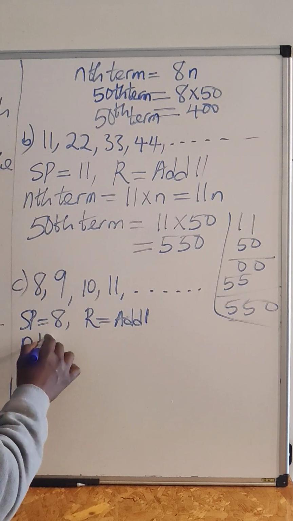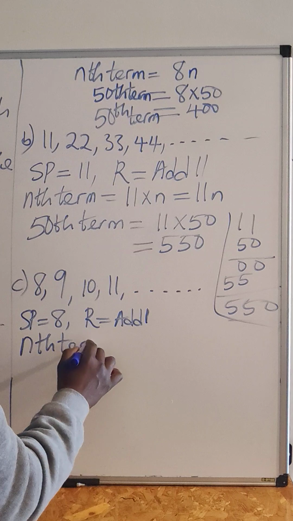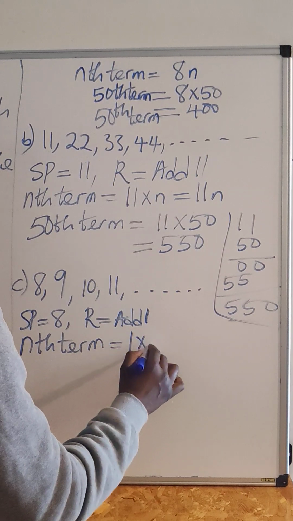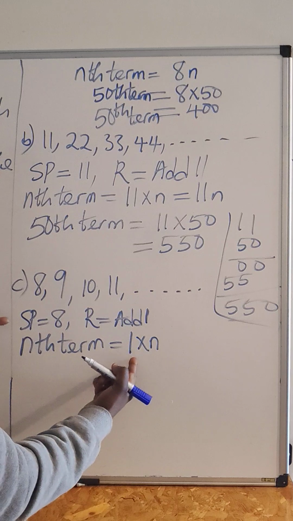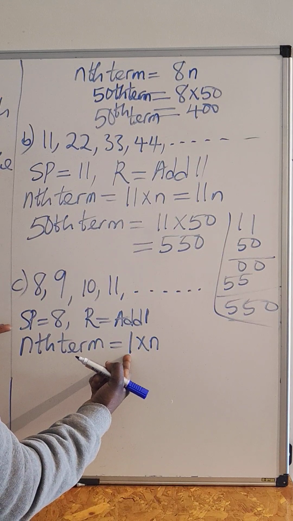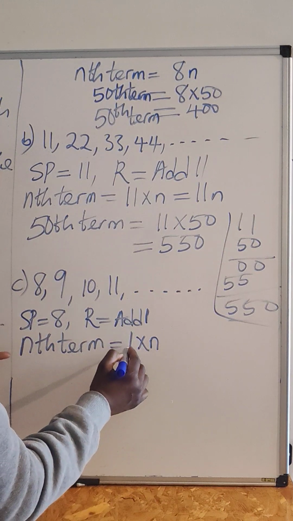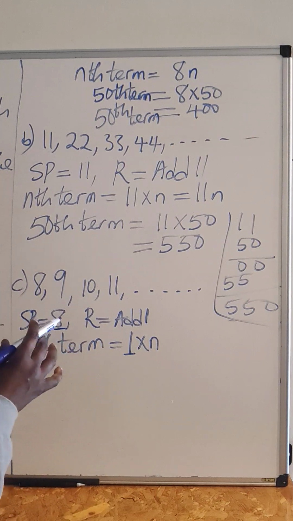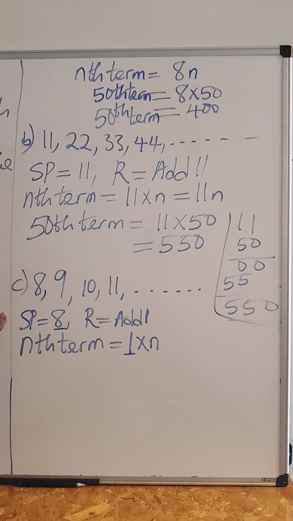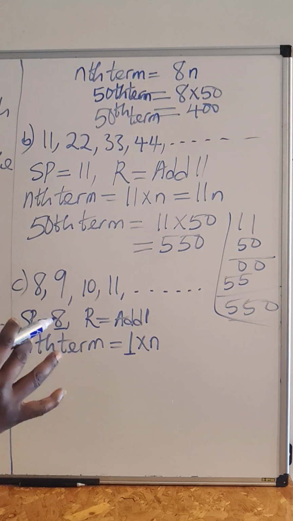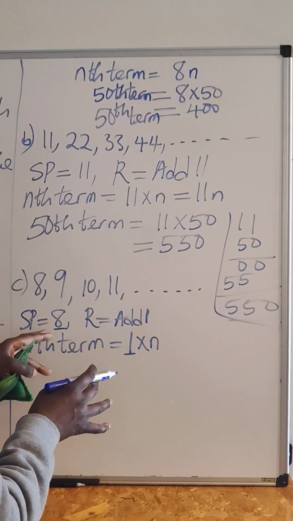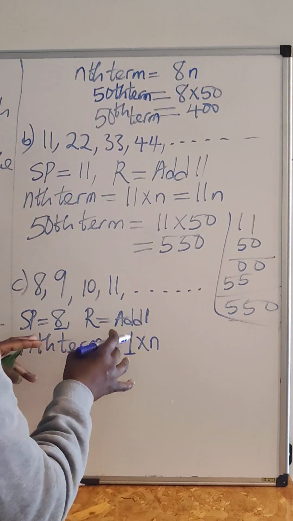So for the nth term, we're going to pick the rule, which is 1 multiplied by n. Then we now compare the rule and the starting point. This time around, they are different from the first two sequences, because in the first two sequences, the starting point and the rule are the same thing. But this time around, the starting point is greater than the rule.